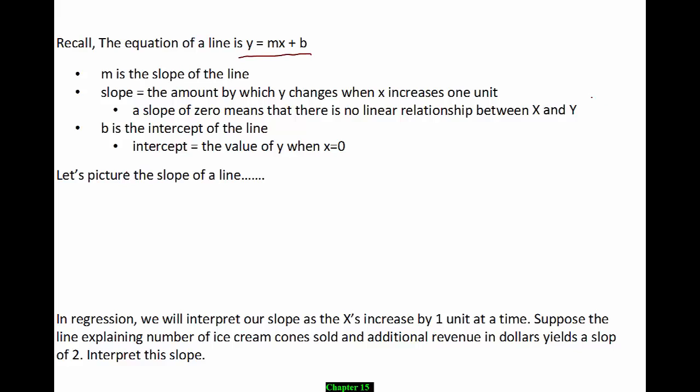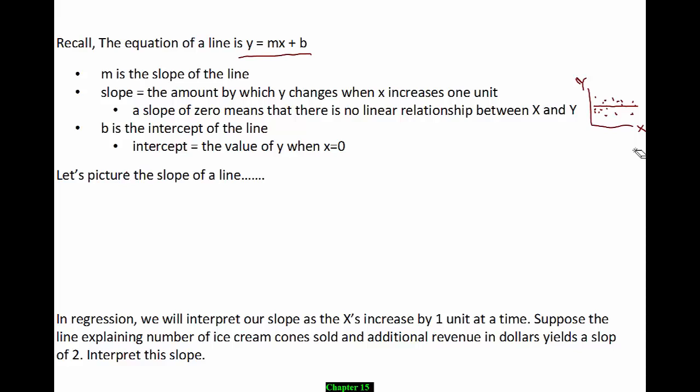A slope of 0 on a scatter plot is like this. If this is your x and your y, the slope of 0 means there's a flat line. The reason we can say that means there's no linear relationship between x and y is we notice that as we increase in the x direction, y does not change. So that means y doesn't depend on x, and therefore we say there's no linear relationship between x and y. Now b is the intercept of the line. The intercept is the value of y when x equals 0.